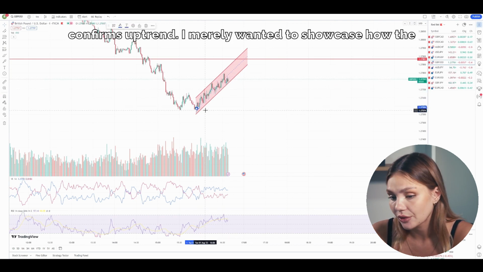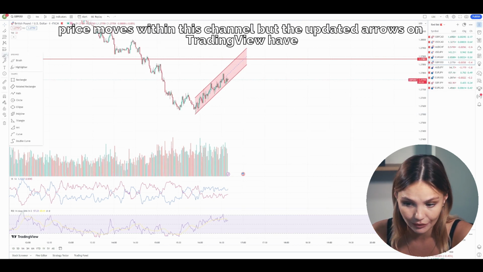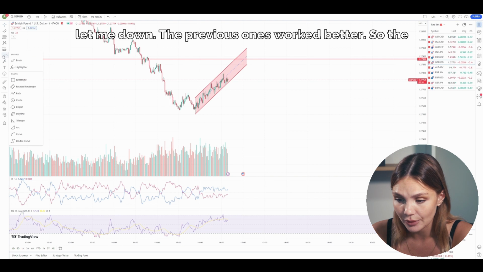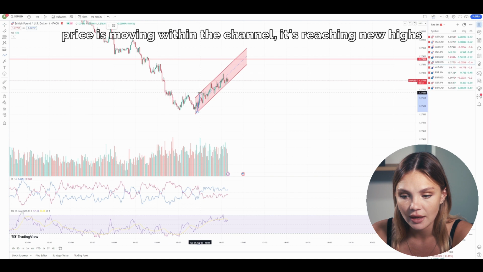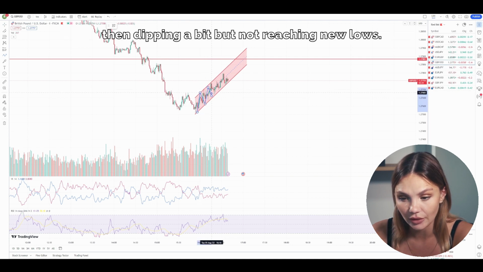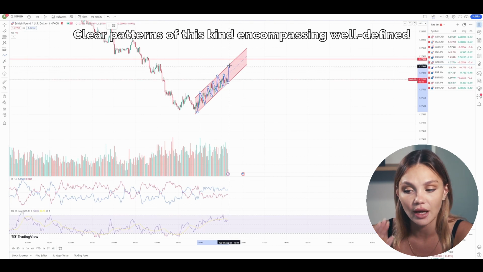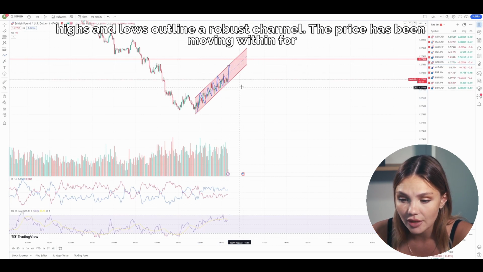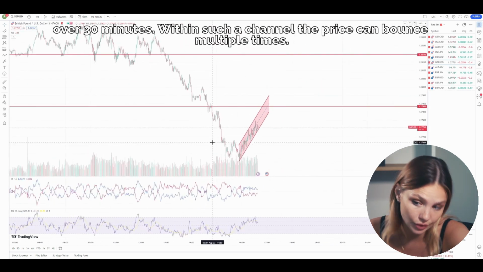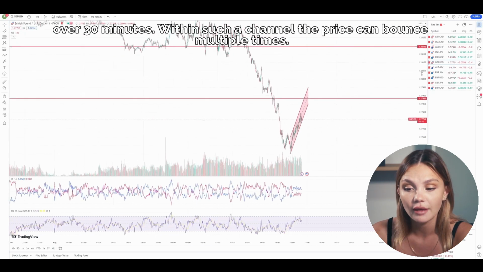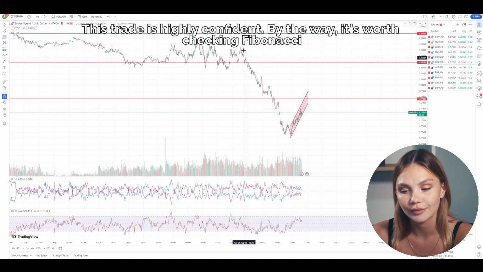I merely wanted to showcase how the price moves within this channel, but the updated arrows on TradingView have let me down. The previous ones worked better. So the price is moving within the channel, it's reaching new highs, then dipping a bit, but not reaching new lows. Clear patterns of this kind, encompassing well-defined highs and lows, outline a robust channel. The price has been moving within for over 30 minutes. Within such a channel, the price can bounce multiple times. This trade is highly confident.